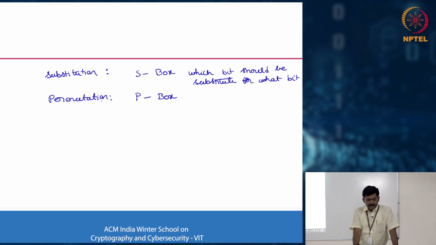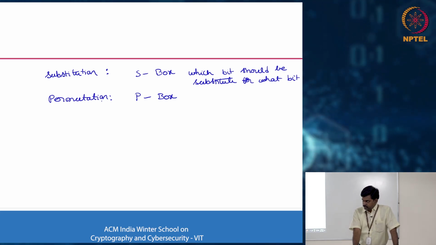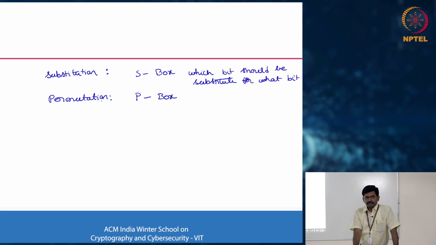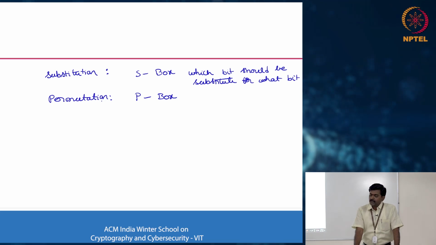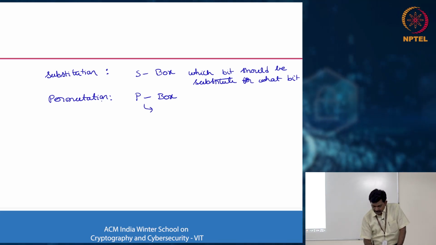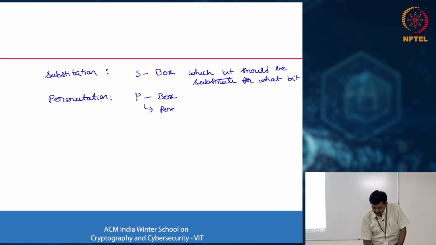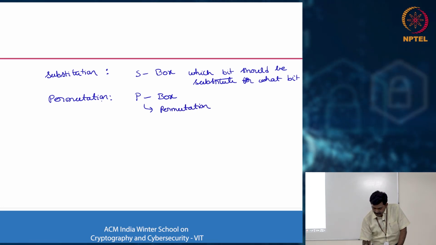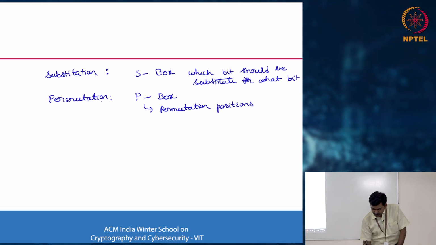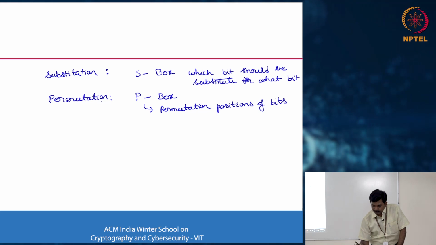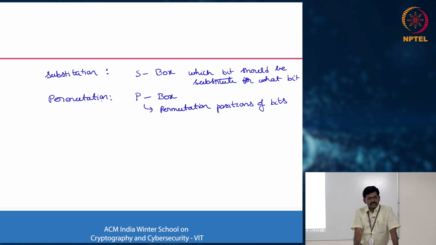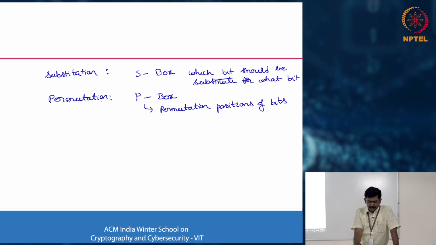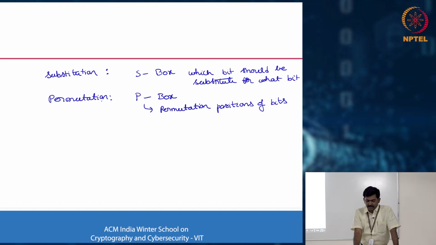And remember, this is fixed. If you take any cipher, the S boxes are already fixed. Similarly, the P box indicates permutation positions of bits. So the S box indicates which bit should be substituted for what bit. The P box indicates permutation positions of the bits.